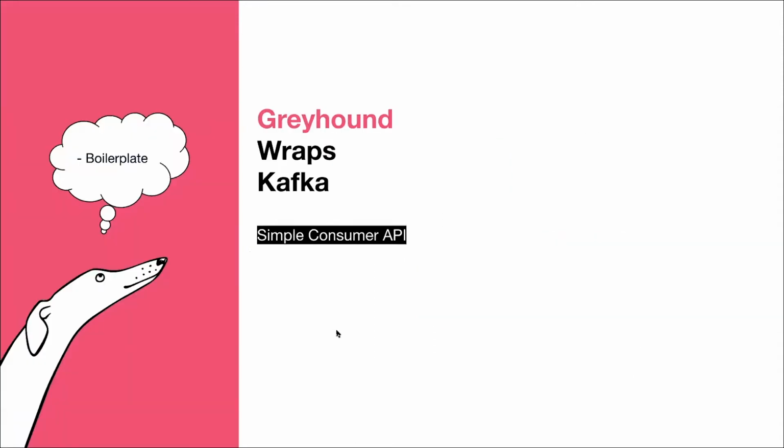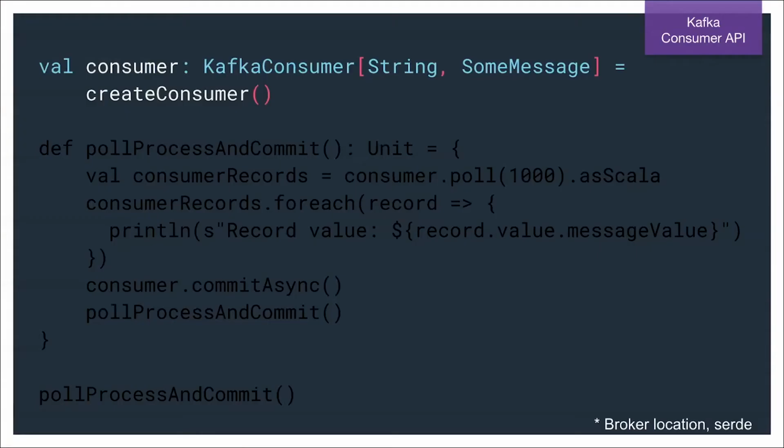And let's see a few of the features that Greyhound offers our developers. So first thing is, if you look at how you set up a Kafka consumer, it's Java-based. So you start off and create a consumer. You need to specify the broker locations, and you have the key type and value type of each record. So you need to specify the deserializers for them, and quite a lot of other boilerplate.